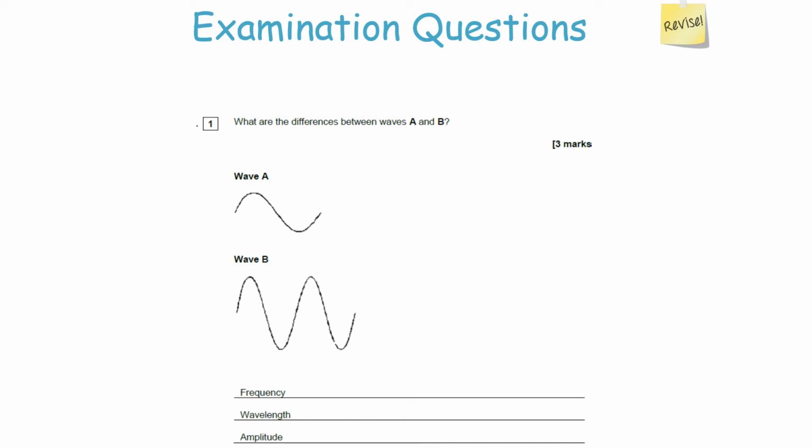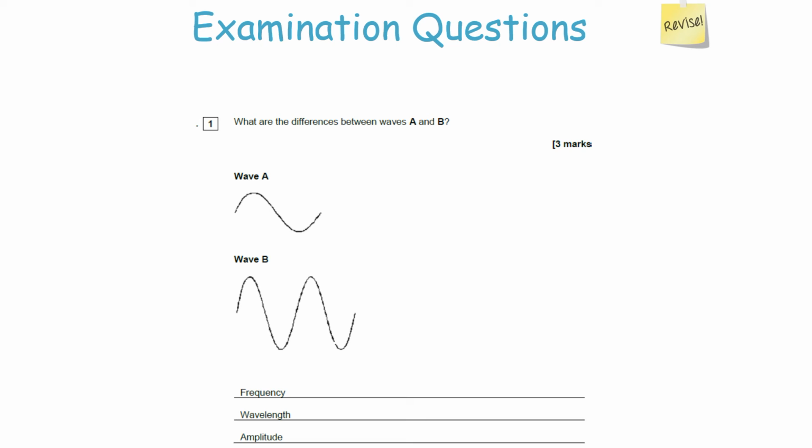Then the wavelength is the distance from two equivalent points on the adjacent waves, so from one wave to the next wave, so it's easiest to go from peak to peak or crest to crest. So you can see that wave B has a much shorter wavelength than wave A, because there's a much longer distance between the two peaks for wave A compared to wave B.